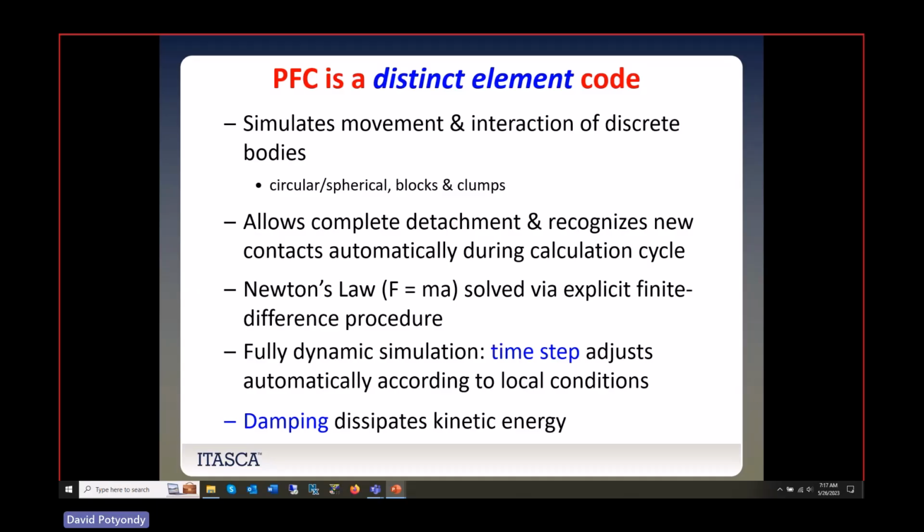So as you do a compression triaxial test in PFC, as you start applying compressive strain, you're going to see that the time step automatically gets smaller and smaller.